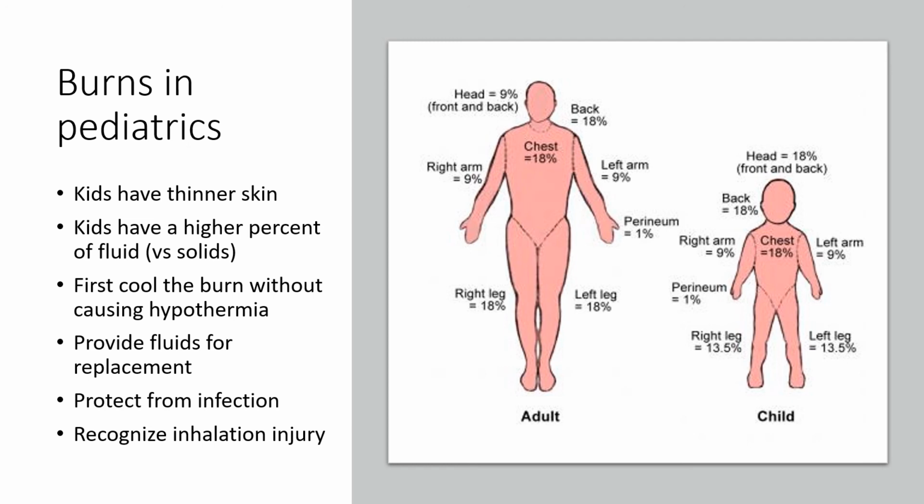Okay, and then burns in pediatrics. So kids have thinner skin. Kids have a higher percentage of fluid versus solids, right? And the goal with immediate first aid is to cool a burn, but don't allow hypothermia. So for burns that cover a large amount of the body, you don't want to be putting cool cloths on. You can just irrigate with some saline and then start to protect the body temperature. Providing fluids for replacement is huge. Protecting from any infection, right, because it's violated the integrity of the skin.